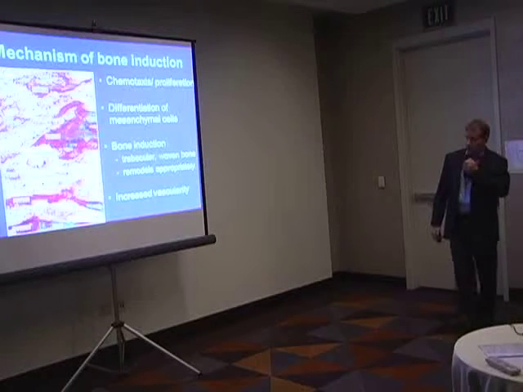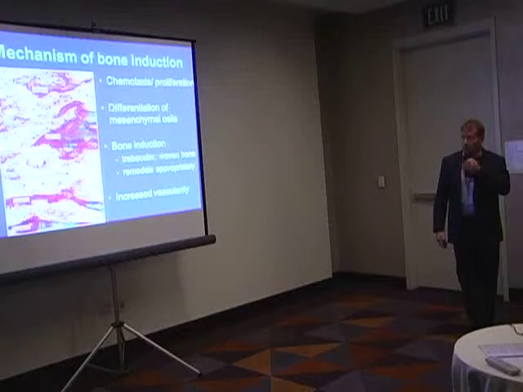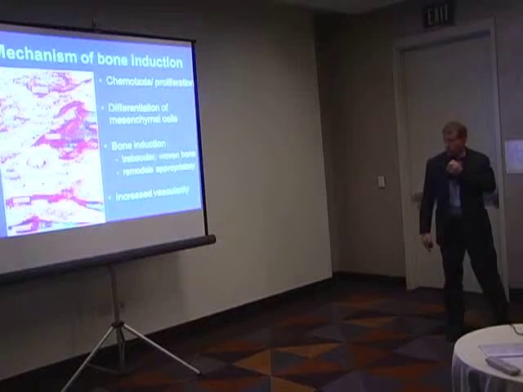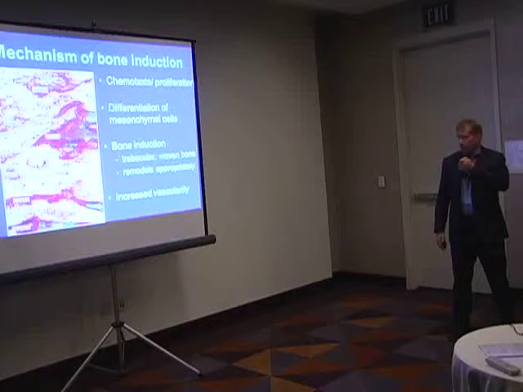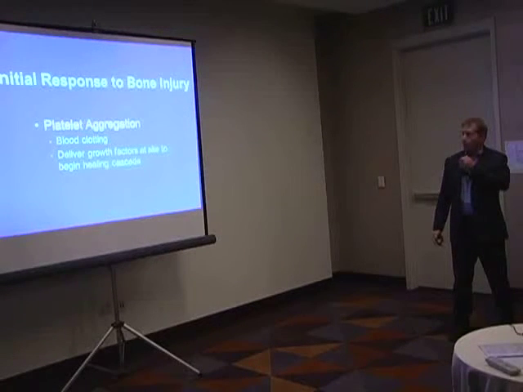This is just a histopathologic slide that shows osteoid forming. And so the mechanism of bone induction includes the chemotaxis and then the proliferation of the appropriate cell types. And then in the process of bone induction, typically woven bone is formed and then remodels. And then throughout this whole process, you have increased vascularity as well.